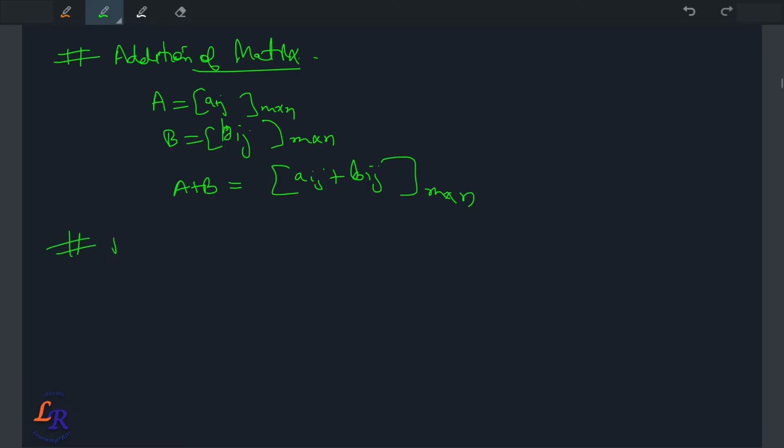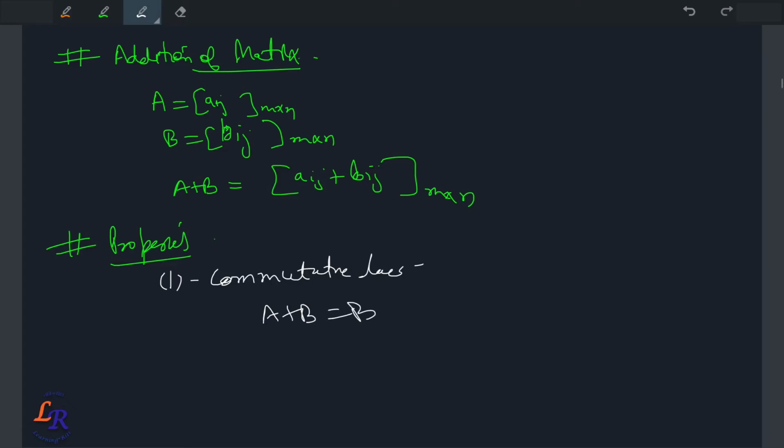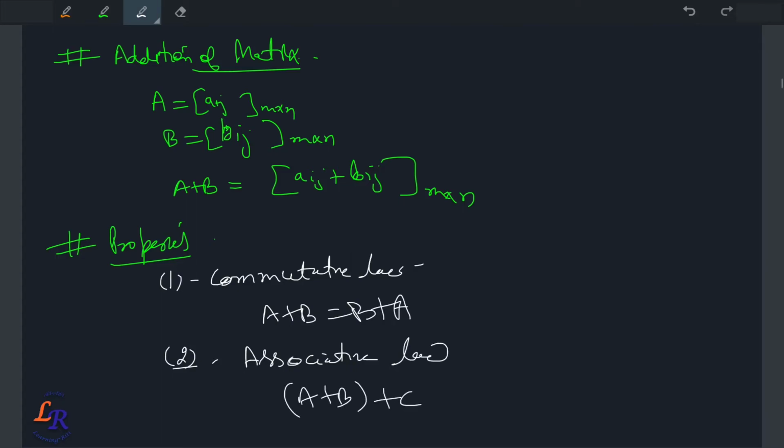We had seen some properties related to that. What was that? The first was that it follows the commutative law. So what does that mean? It means that A plus B is equal to B plus A. You can interchange the places. The second property which we had seen is that it follows the associative law. Associative law means A plus B grouped together plus C is equal to A plus B plus C.